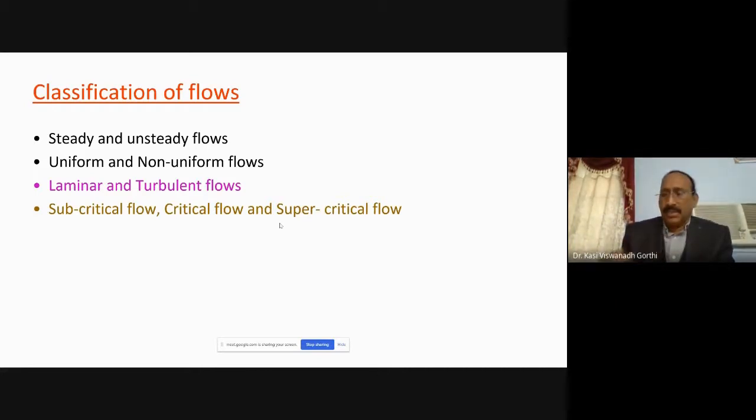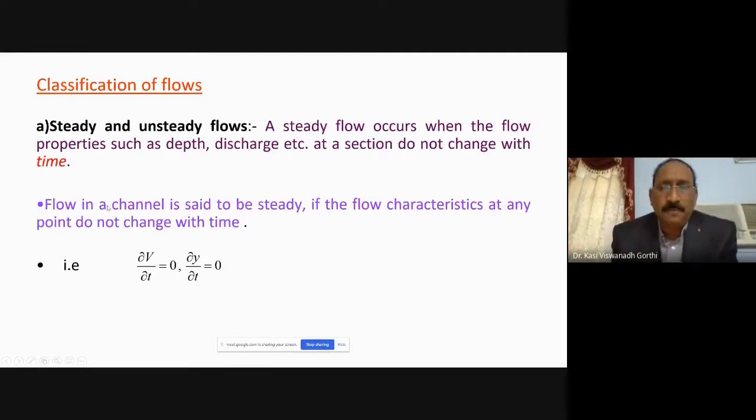Okay. Now we take up the next topic, the classification of flows. How do we classify the flows in open channels? Steady and unsteady flows, uniform and non-uniform flows, laminar and turbulent flows, subcritical, critical, and supercritical flows. These flows we have already defined in fluid mechanics, like what is a steady flow, what is an unsteady flow, and so on. So with respect to the open channel, what type of change would be there, we'll see here.